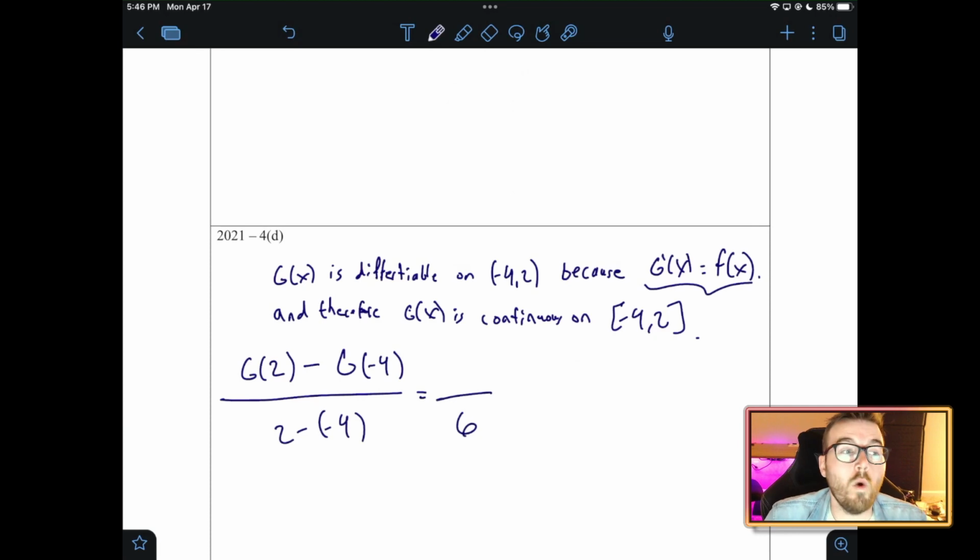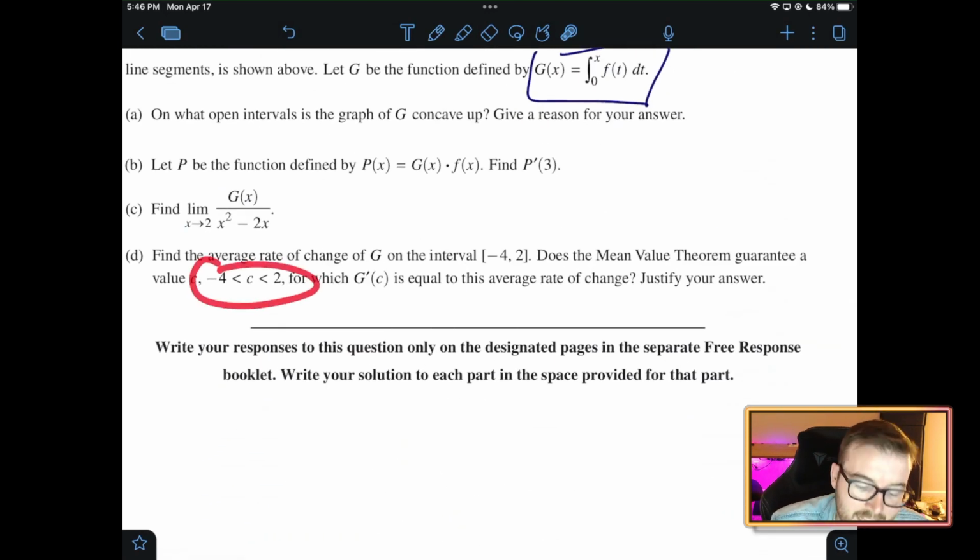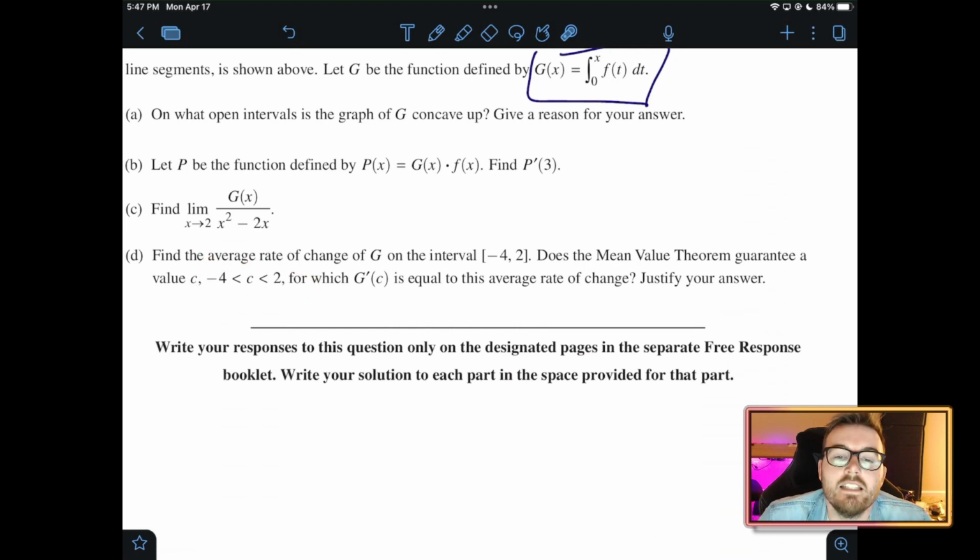Okay, so what is g of 2 and what is g of -4? We need to find the average rate of change. That's what we're doing right now, right? Because the mean value theorem applies. The mean value theorem works for this function because of the setup. But now we're getting into the nitty-gritty of, does it make this true, right? And we just need to simply demonstrate that the average rate of change falls between -4 and 2. That's all we need to do right now. So we just need to find the average rate of change.